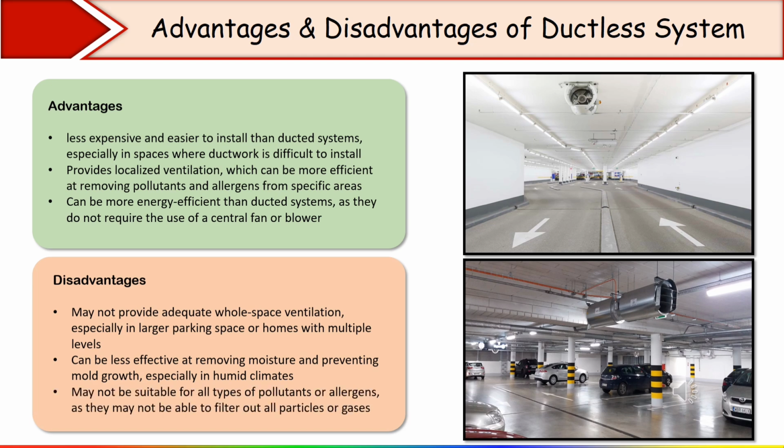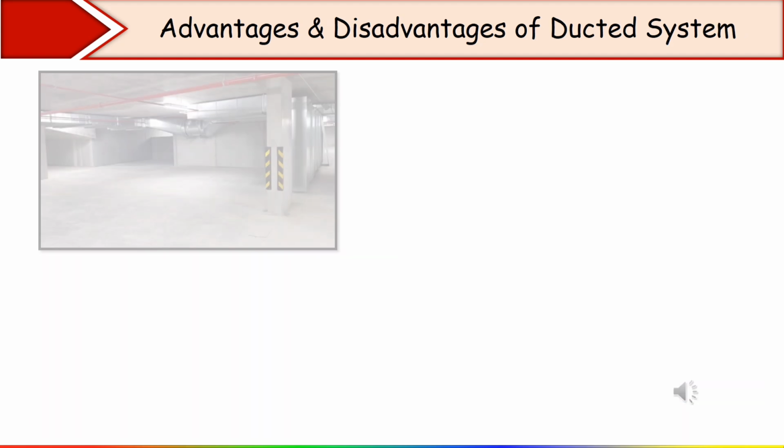The second disadvantage is that this system can be less effective at removing moisture and preventing mold growth, especially in humid climates. Third, this system may not be suitable for all types of pollutants or allergens, as it may not be able to filter out all particles or gases. So these are some advantages and disadvantages of the ductless ventilation system.